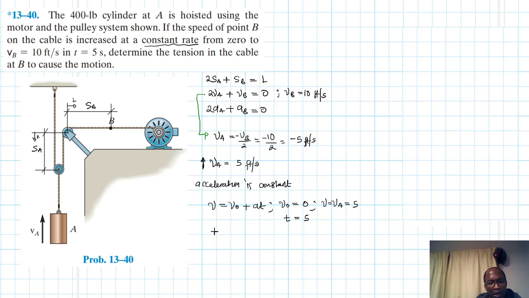Therefore, this just becomes 5 is equal to 5a. Okay, and our acceleration, which is equal to AA, is just equal to 1 feet per second squared. Okay, and it's also going up. So we found the acceleration.